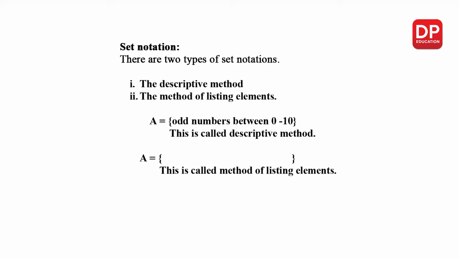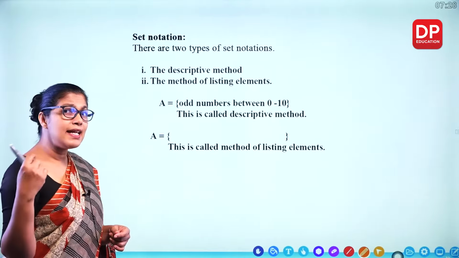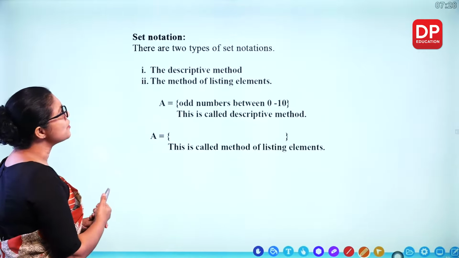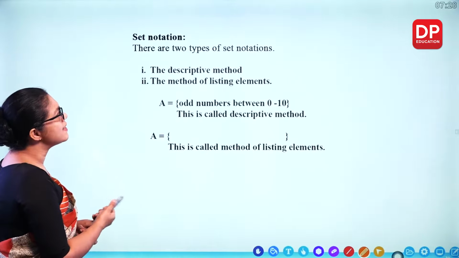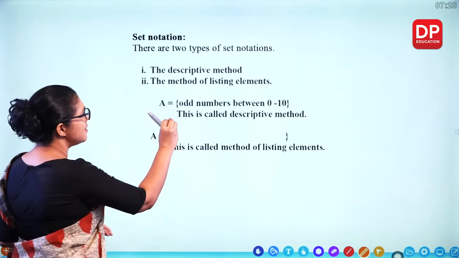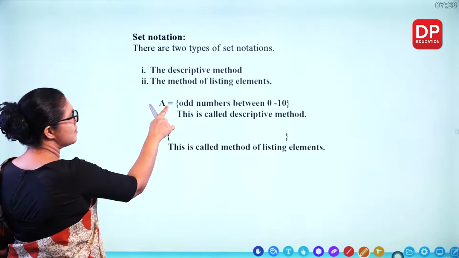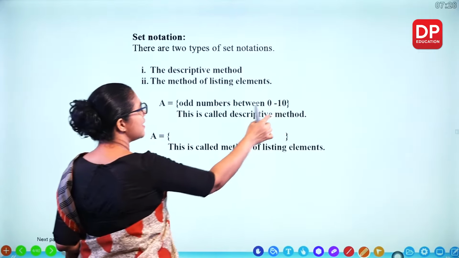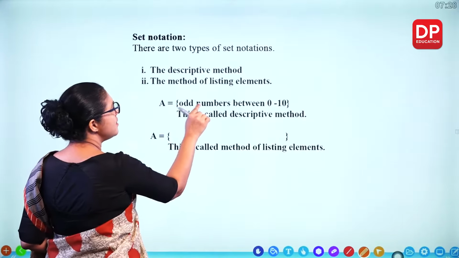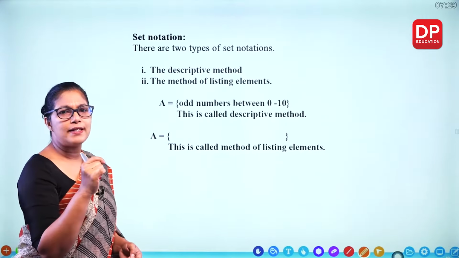Now we'll see what's the set notation. There are two types of set notations. So you are learning here only two methods, and in grade 10, 11, you are learning another two. The descriptive method and the method of listing elements. Descriptive means we write the definition in words. This is a set, capital A is equal to, and there's a way of writing a set with curly brackets. We write down what's the set, odd numbers between 0 to 10. So that's called descriptive method.